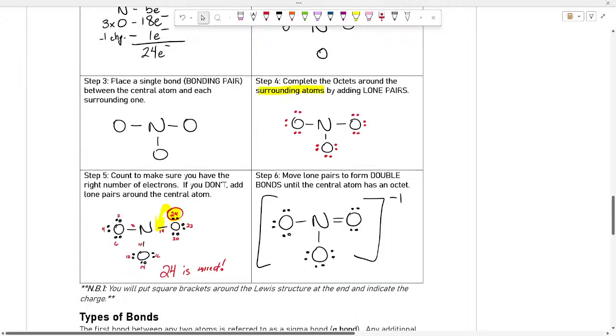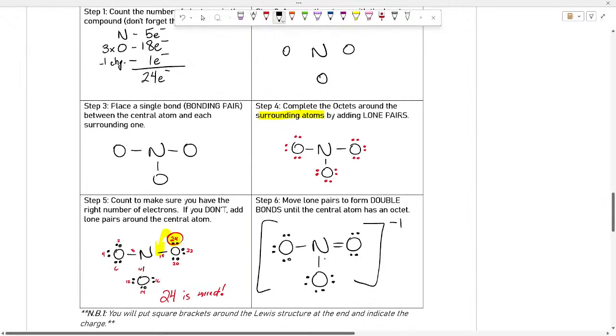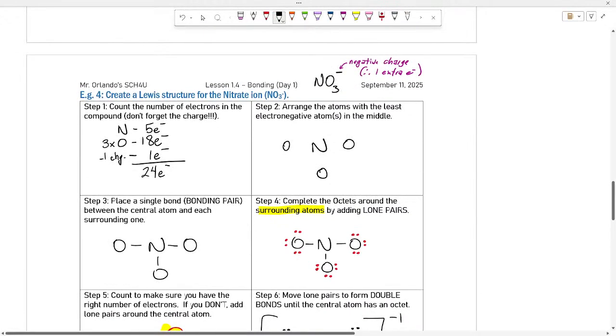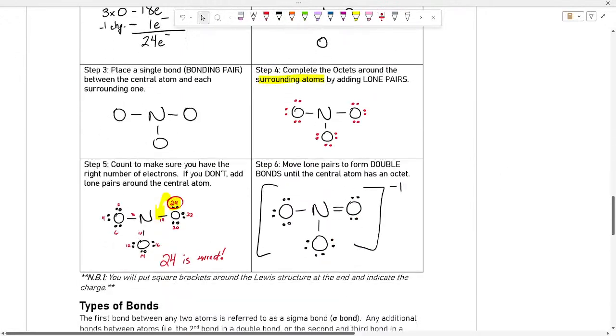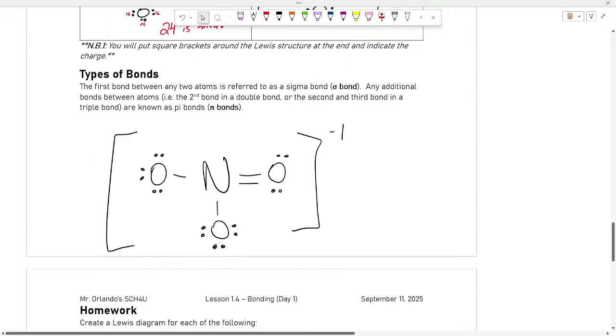I wrote -1 on top because by rule, anytime a Lewis structure has a charge, we write it there. And we know that this whole thing has a charge of -1. Does that make sense? That's the reason why.